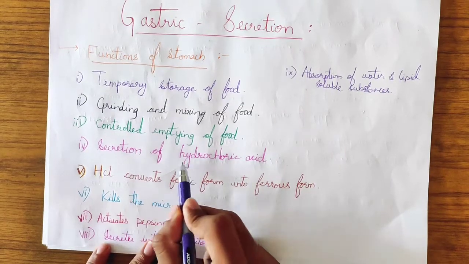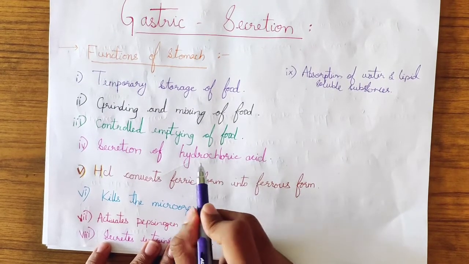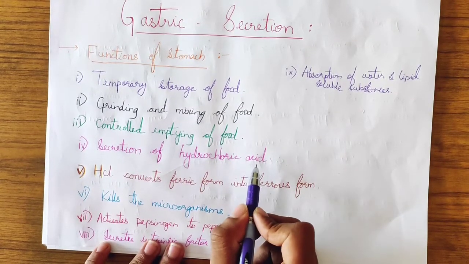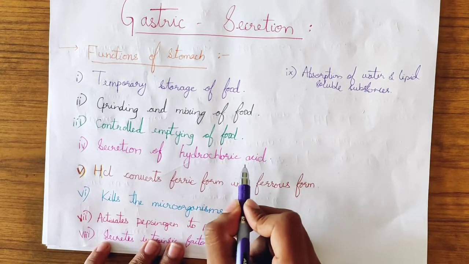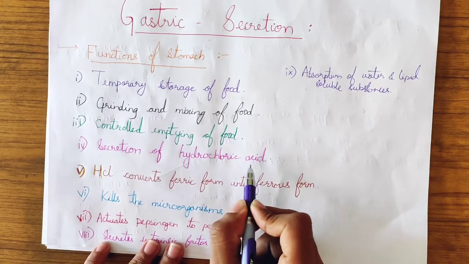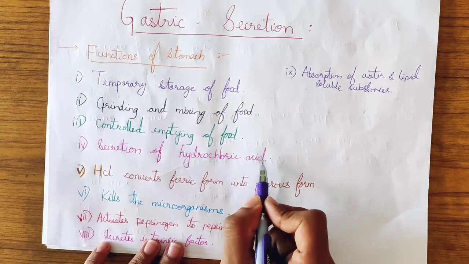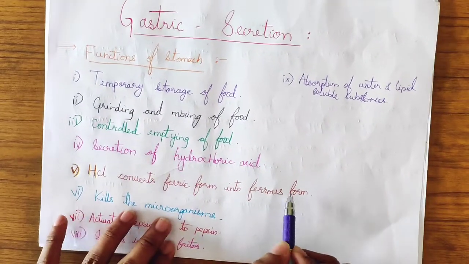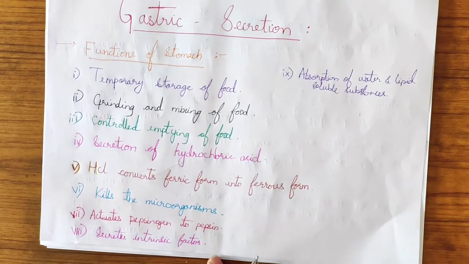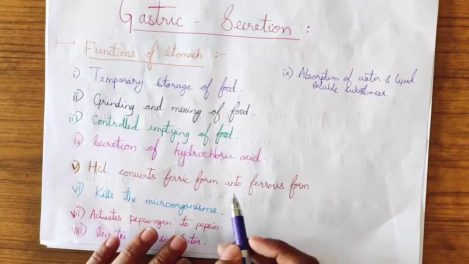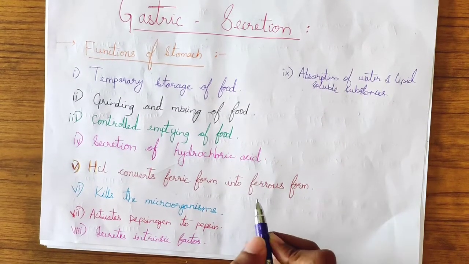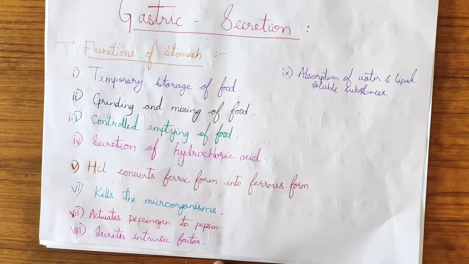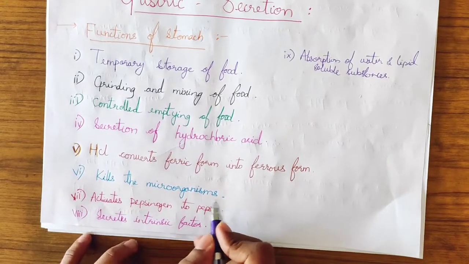The next function is the secretion of hydrochloric acid. The hydrochloric acid is important in the stomach, which helps in the killing of the microbes and also in the converting of the pepsinogen to the pepsin. This HCl also converts the ferric form into the ferrous form. So whenever there is a deficiency of HCl in the stomach, there will be a deficiency of iron and then cause iron deficiency anemia. The next one is the killing of the microorganisms.